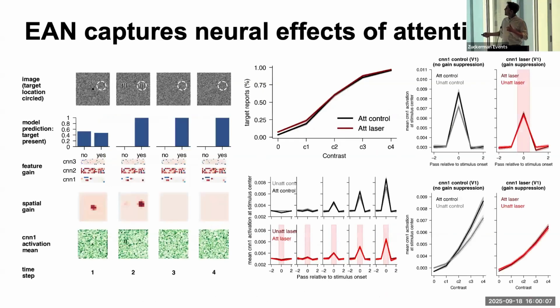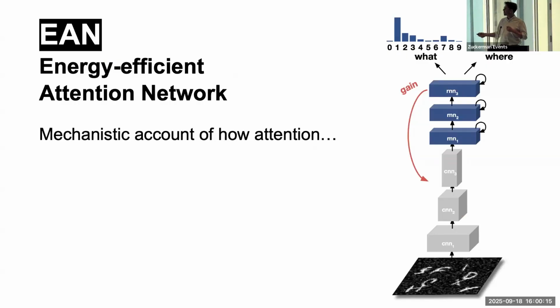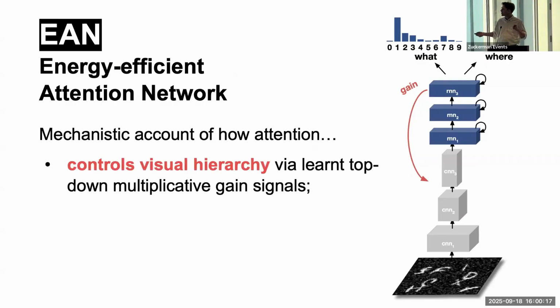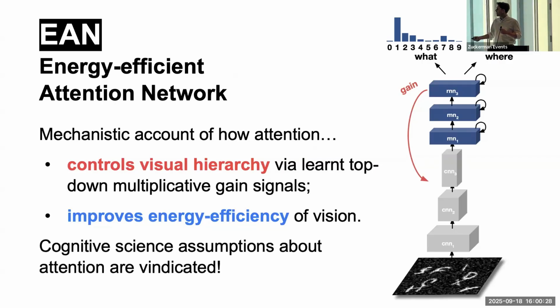EEAN also explains human behavior. EEAN captures some classical neural effects of attention, but there's no time for that. So to conclude, the energy efficient attention network is a mechanistic account of how attention controls the visual hierarchy via learned top-down multiplicative gain signals. It's an account of how attention may improve the energy efficiency of vision. And it seems that cognitive science assumptions about attention are vindicated.